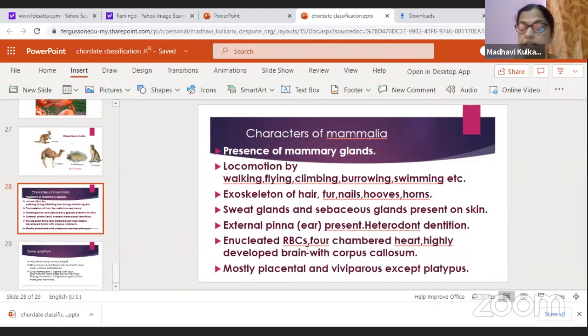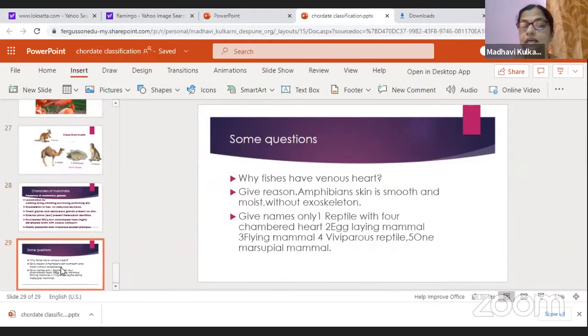A variety of different mammals are there. In my last slide, I have included some interesting questions. Why do fishes have a venous heart? Because only two chambers are there. Amphibian skin is smooth and moist without any exoskeleton. Give reason: because in amphibians, it is a respiratory organ.